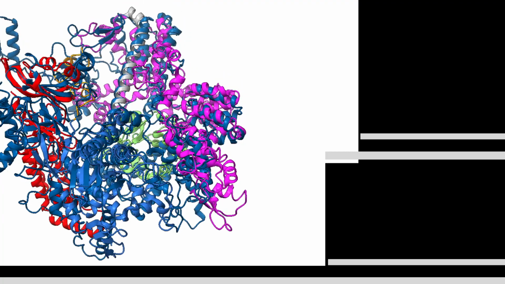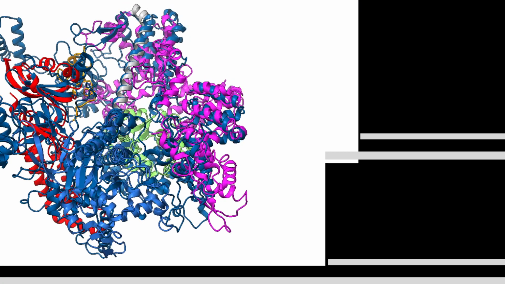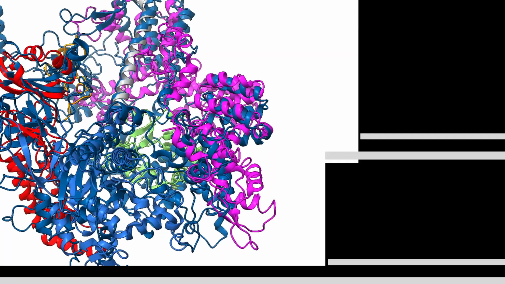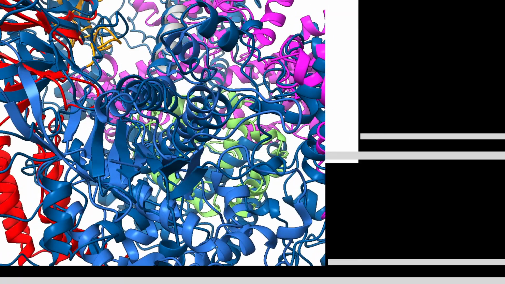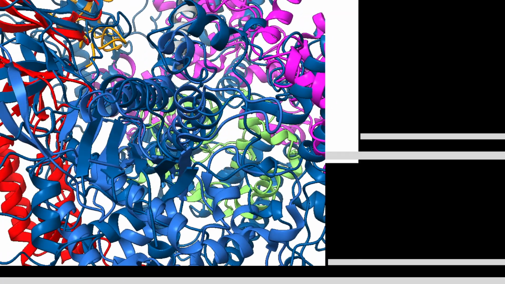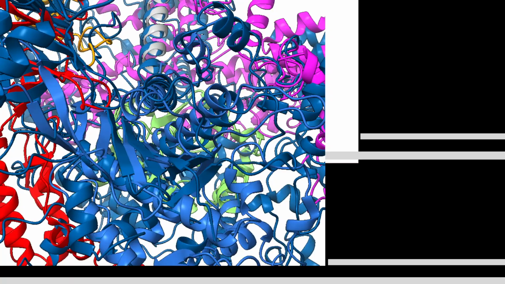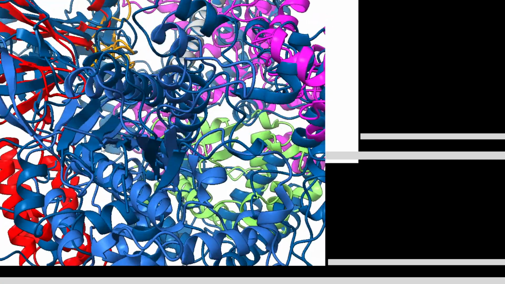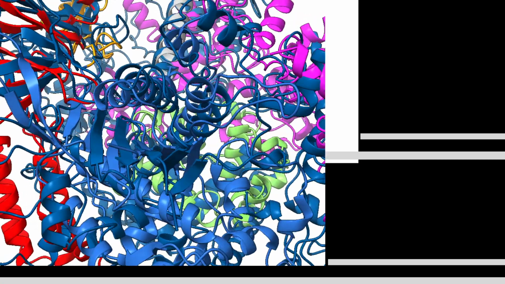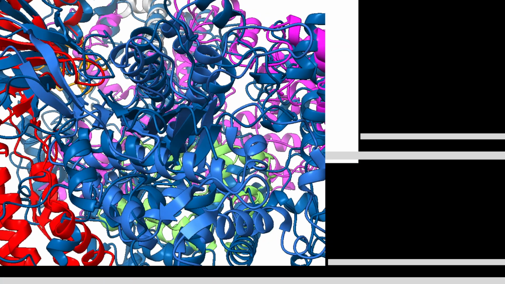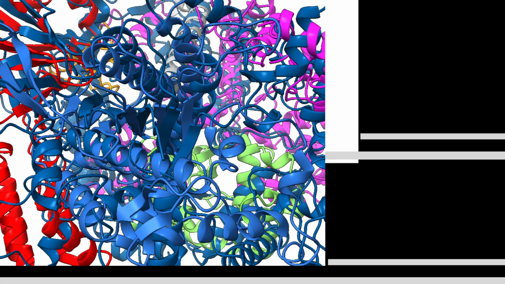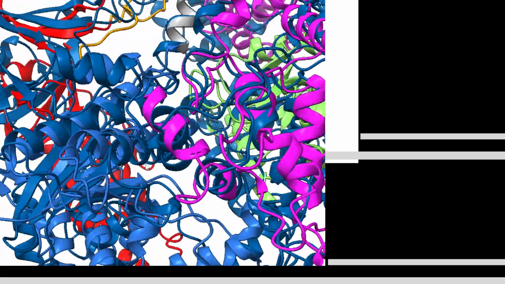So bridge domain, very much conserved. RuvC, I probably should have chosen a different color for RuvC and for 1351, but you can see how the arrows, dare I say, the beta sheets are pretty much in the same spot. Here, here, here, here, there and there, there and there. Pretty good, not bad.